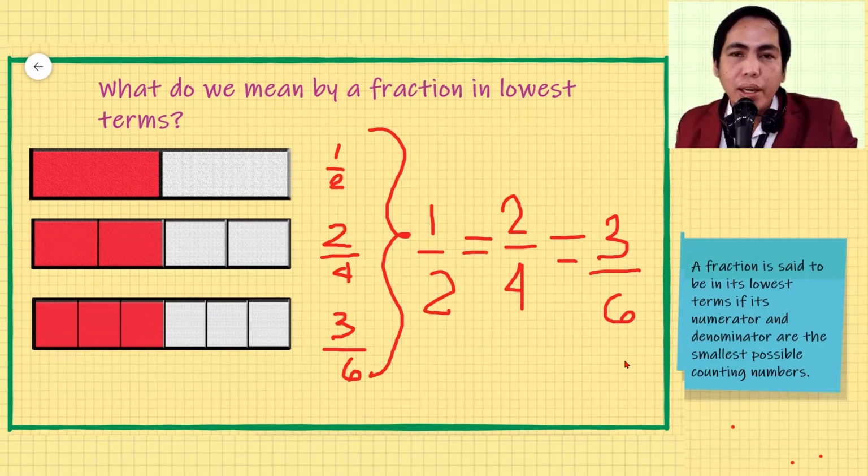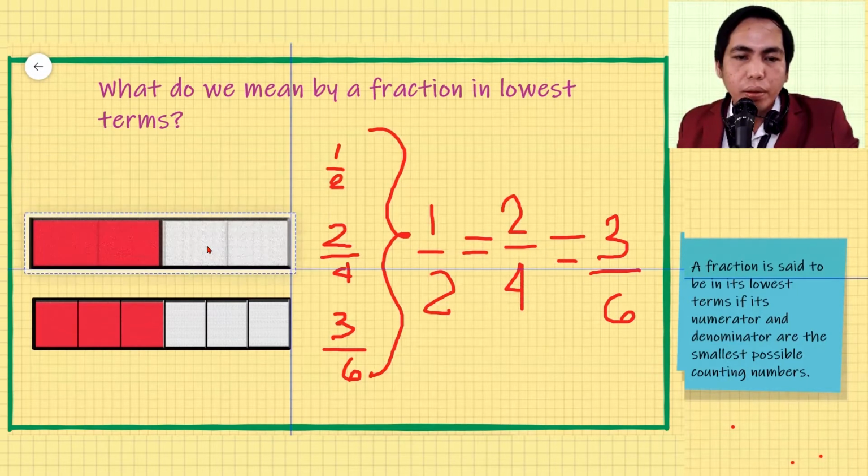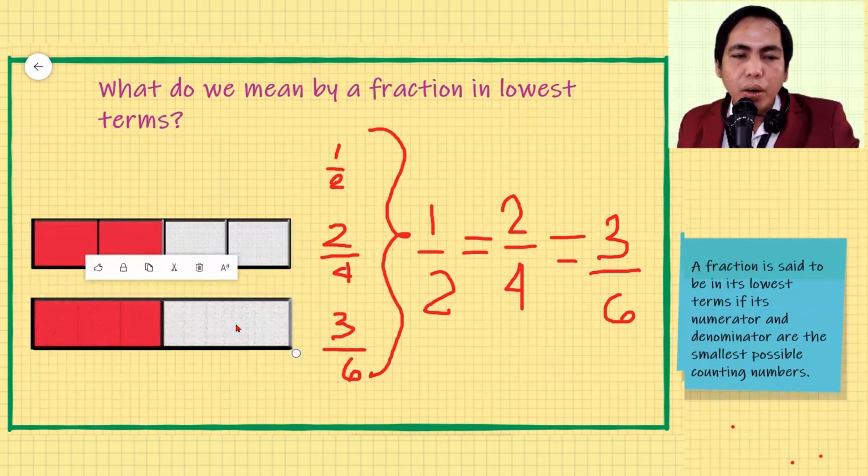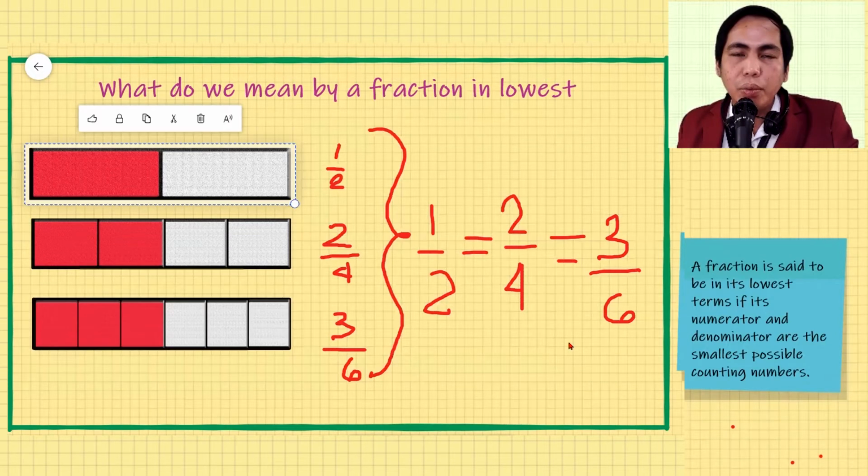Why did I say that? It's because the moment we put the illustration showing 1/2 on top of the illustration showing 2/4, all we can see is 1/2. The same thing also when we put this 1/2 on top of the 3/6. All we can see is 1/2. So therefore, 2/4 and 3/6 are just simply 1/2. We have many different forms that we can represent 1/2, as long as they have the same value as 1/2.